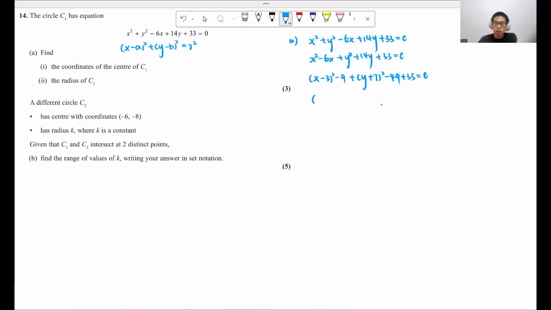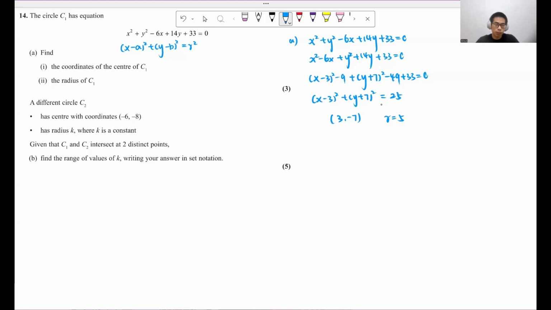So then simplify that. We have x minus 3 squared plus y plus 7 squared equal to, so plus 9 and then plus 49 and then minus 33. That would be 25. So that means the center has to be 3, negative 7. And then the radius will be root 25, which is 5. So part A is done.